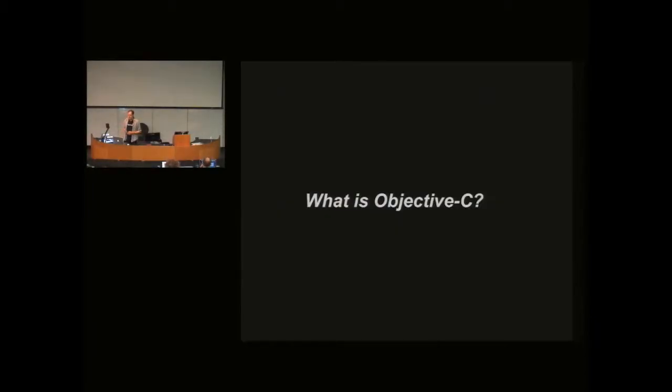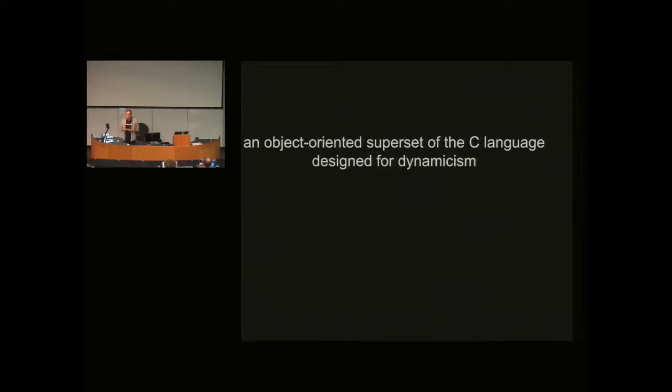There are lots of different languages you can use to develop mobile apps. You can develop your app in JavaScript or C#. You can develop your app in C++. Today, I'm going to be talking about Objective-C and why it's a good language to use to build cross-platform apps. Objective-C is an object-oriented superset of the C language.